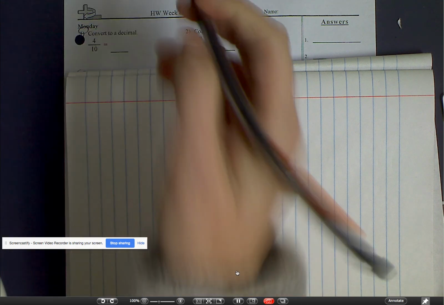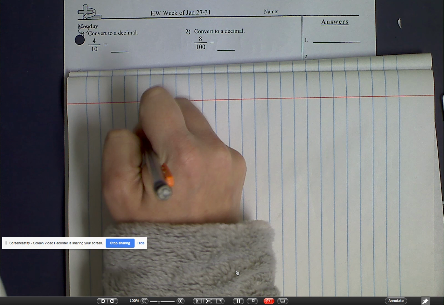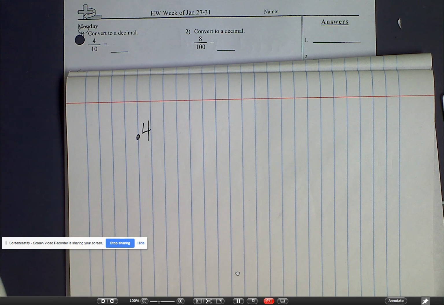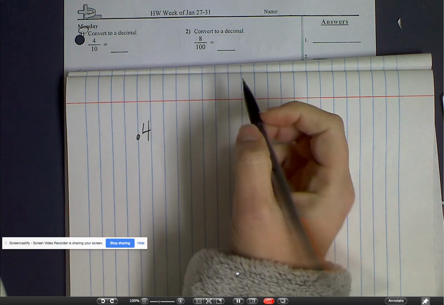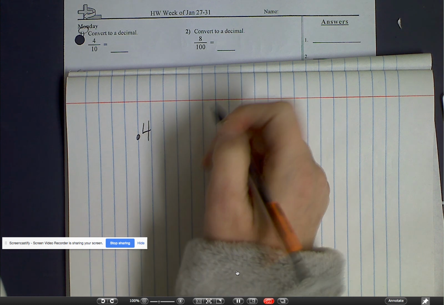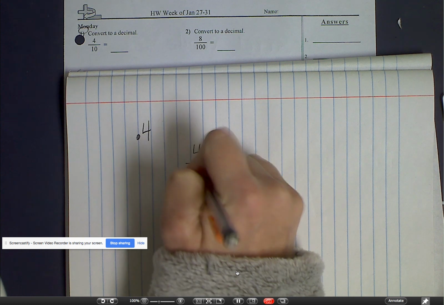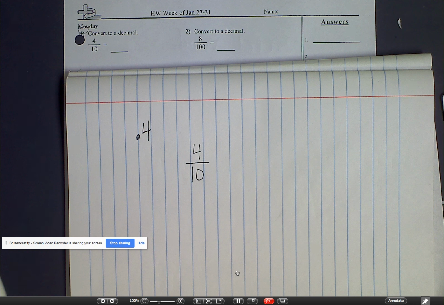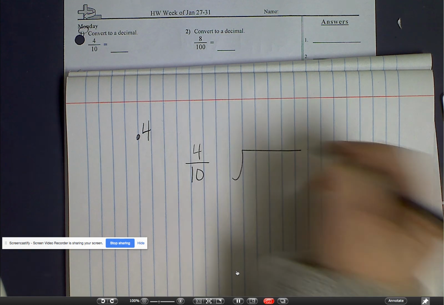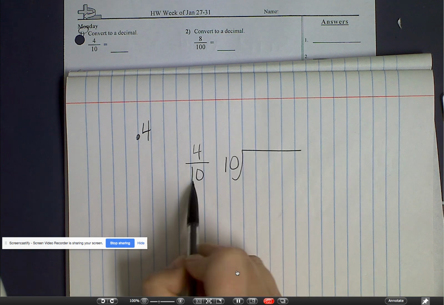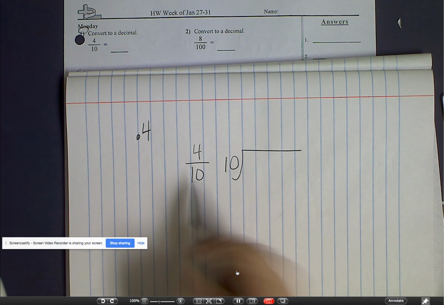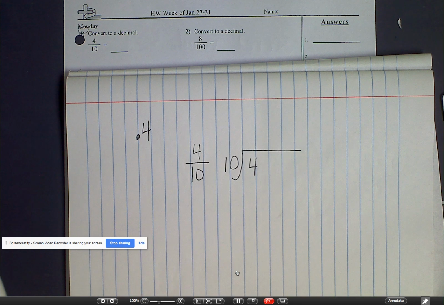So you can do this one in your head because how do you say 4/10? You say it like this, right? 4/10. But if you want to know how to convert to a decimal, you have 4/10, and remember the dog. The dog goes on the outside, and your dog's name is denominator, right? And then the 4 goes in the house.